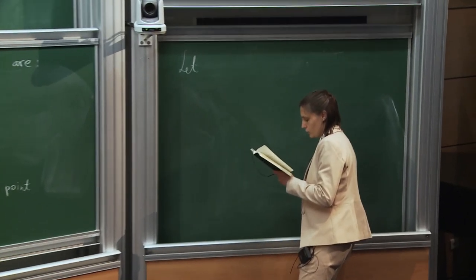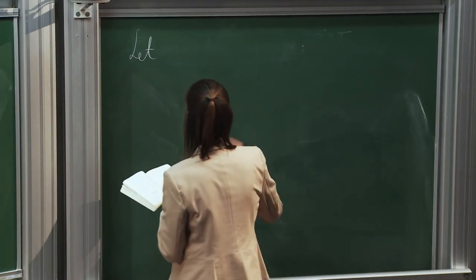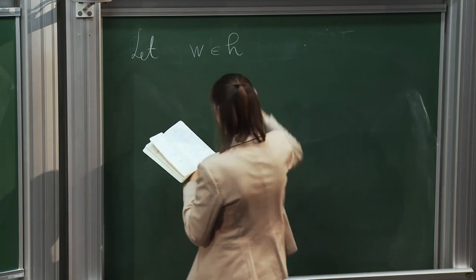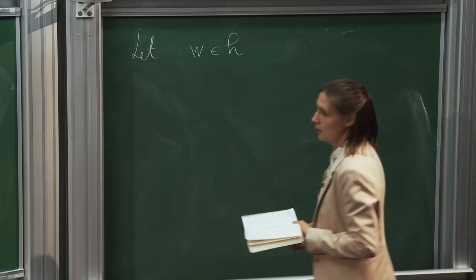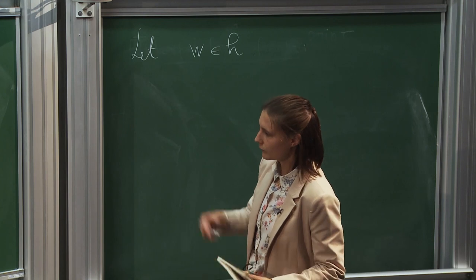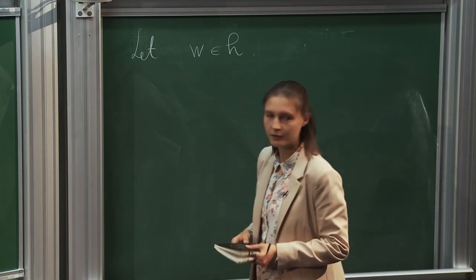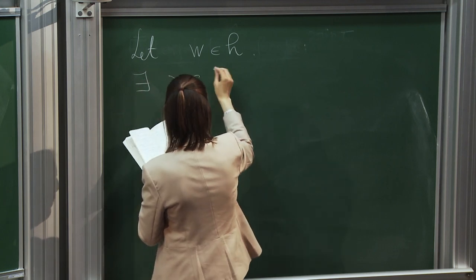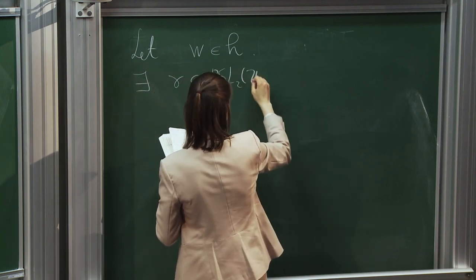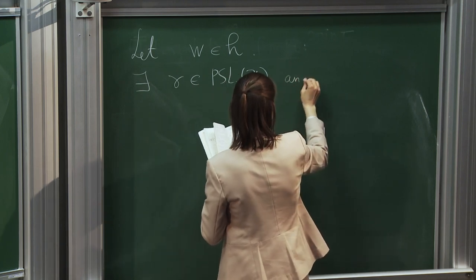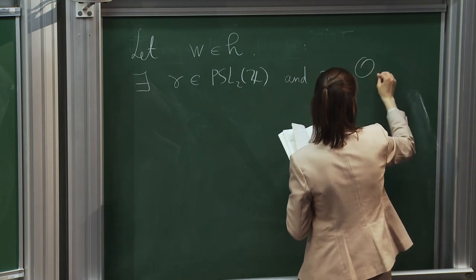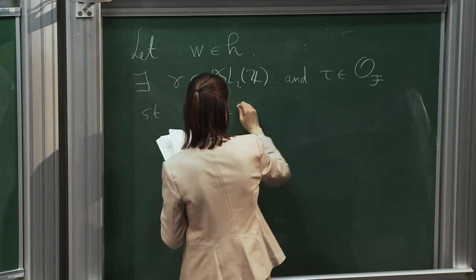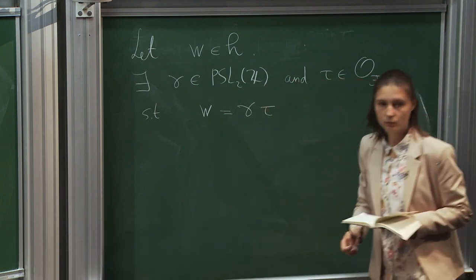And so now what we want to do, we want to take actually any element of the upper half plane. So let W be any element of the upper half plane. And so then we know that, because the domain OF contains the closure of the fundamental domain F, there exists for sure an element gamma in the group PSL2Z and some element tau, which is in this domain OF, such that W is a gamma translate of tau.